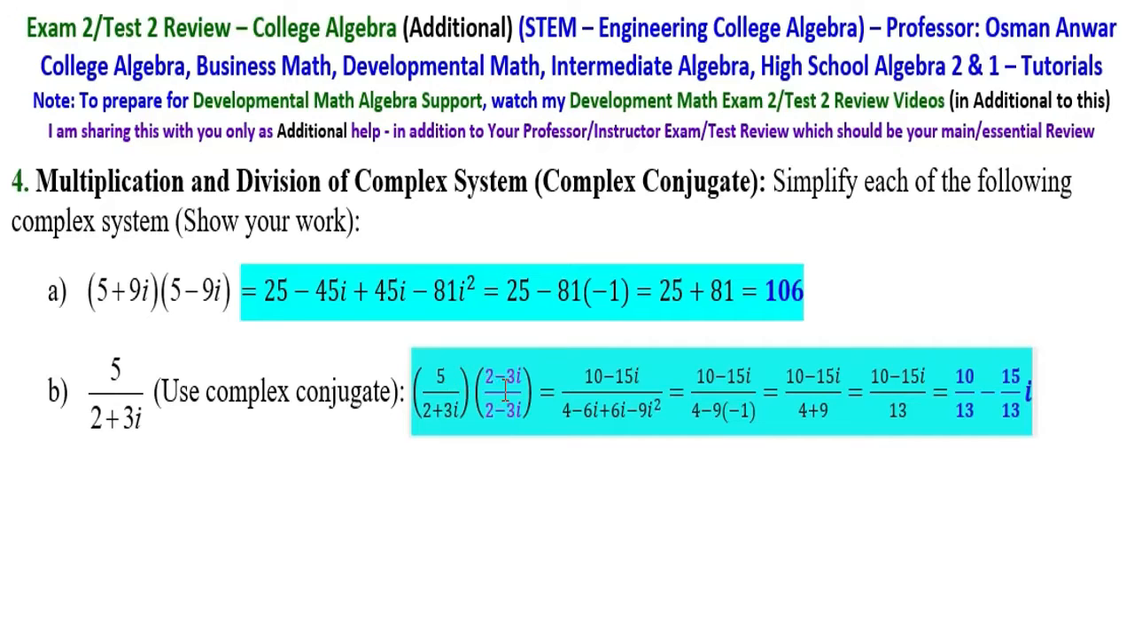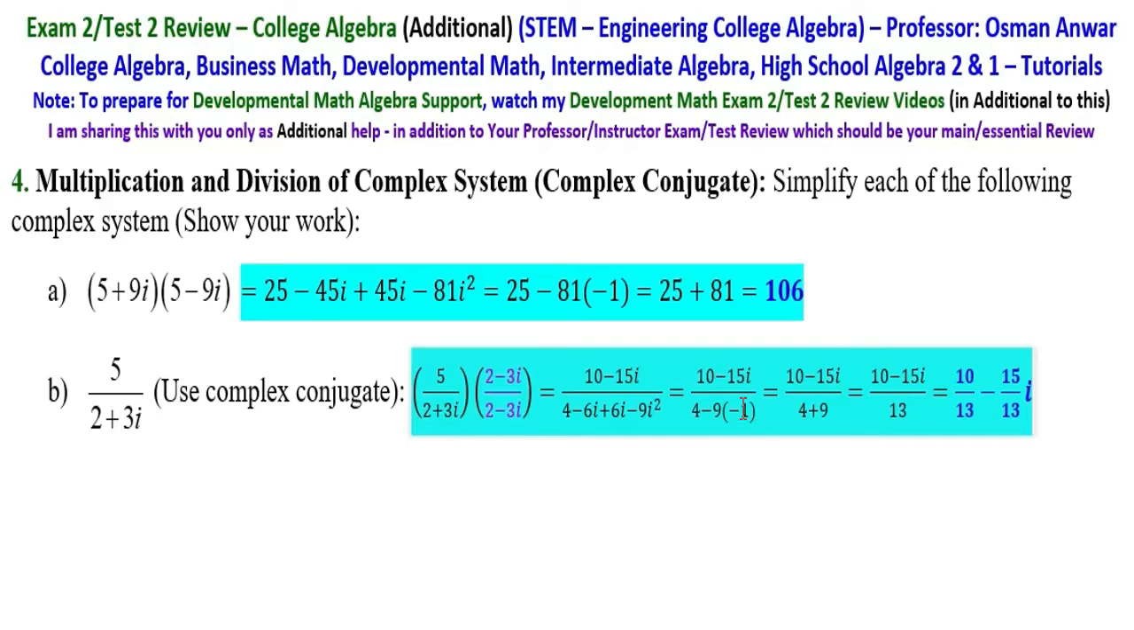So this is 5 times 2 is 10. 5 times minus 3i is minus 15i. And the bottom, 2 times 2 is 4. 4 times minus 3i is minus 6i. 3i times 2 is plus 6i. 3i times minus 3i is minus 9i squared. Minus 6i cancels 6i. So then this is equal to 10 minus 15i over 4 minus 9.